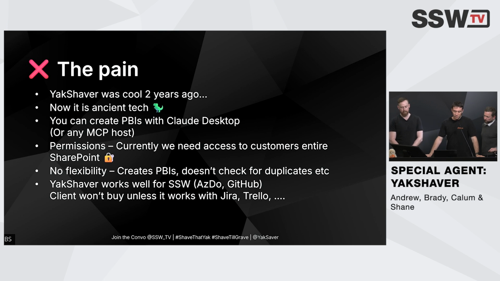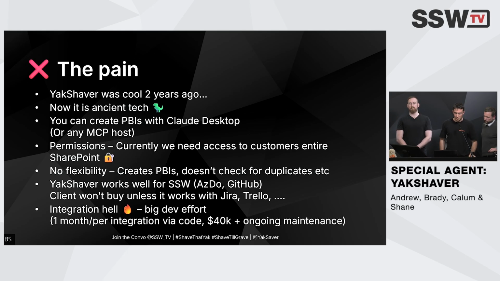And Yak Shaver works awesome for SSW and our processes. So we use DevOps and GitHub, but clients, like I said, they don't want it unless it does Jira, Trello, all those other things. And I'm sure you've all seen Calum's user group, 2 hours long. There's a huge dev effort to add integrations right now. So we estimate 1 month per integration. So if we want to add Trello, that's 1 month of work. Yeah, we could be doing cooler stuff. And yeah, so that's about 40K plus ongoing maintenance. So every time we add a new feature, we need to also add that feature to every integration. So that's, yeah, a lot of work.